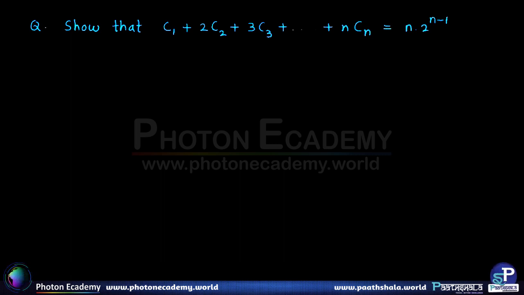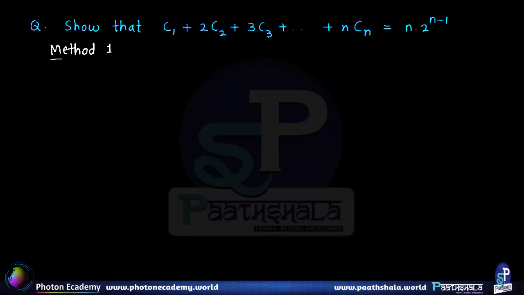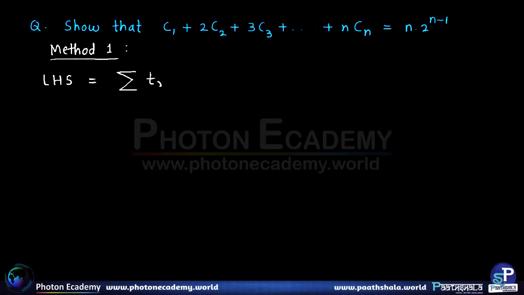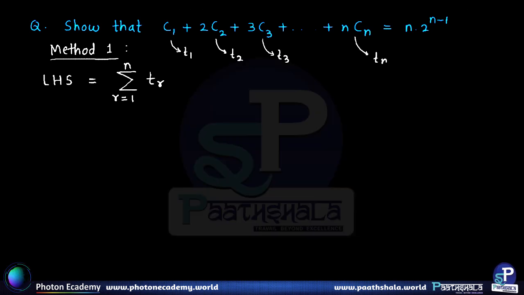Let's see the first method. So we have method 1. Now this method is using the properties of binomial coefficients. Alright, so let's call LHS as sum of a general term TR where R varies from 1 to n. So that means this is our term 1, this is our term 2, this is term 3 and so on up to this is term n.